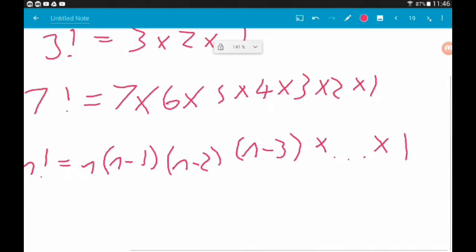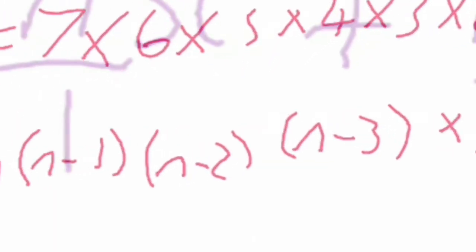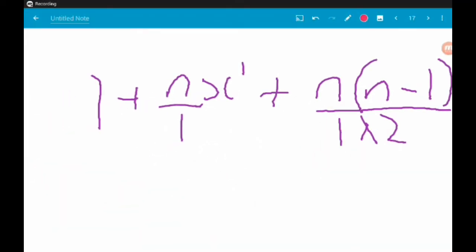Now we get things that look like this on top of the coefficients of the x terms in these expansions, and we also get factorials on the bottom. So we've just seen things like 1 times 2, which is 2 factorial, 1 times 2 times 3, which is 3 factorial. So we can tidy these coefficients up using factorials, which is exactly what I'm going to show you now.